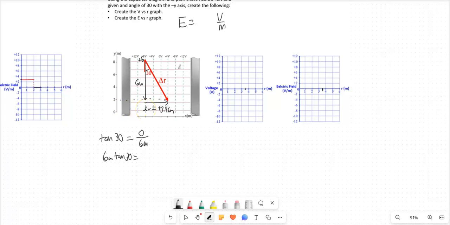Now, let's go ahead and calculate the electric field. So if you look at this, it starts off at positive 8 volts. It ends at negative 4 volts.